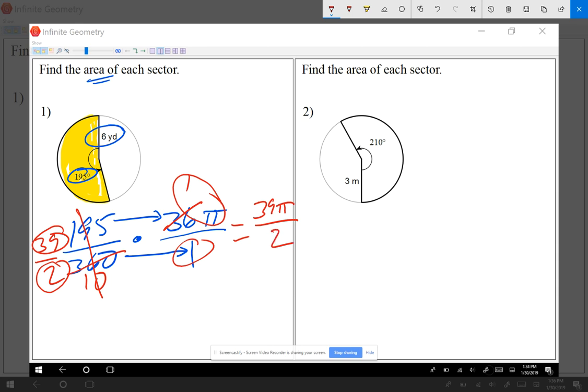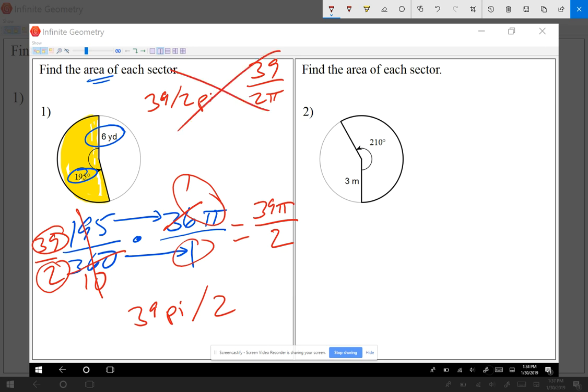So I'm leaving pi as a pi. Now, the way you guys are going to type it, you're going to go 39 pi backslash 2. So 39 pi over 2. Make sure the pi is before the backslash. Because if you were to write 39 over 2 pi, you're telling me the pi is at the bottom, which is totally wrong, right? The pi is on top. So make sure the pi is before the backslash.